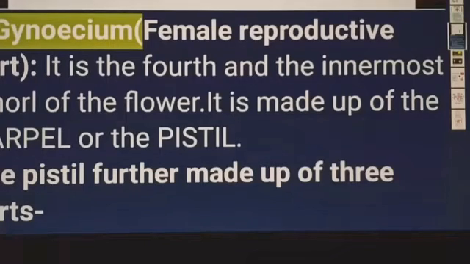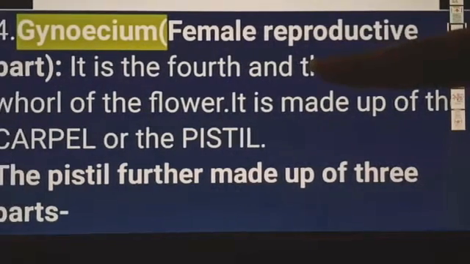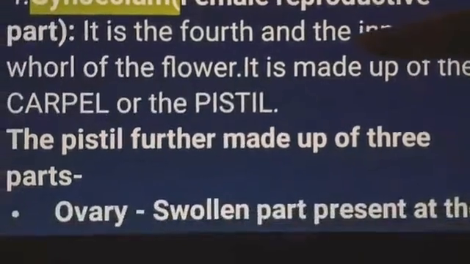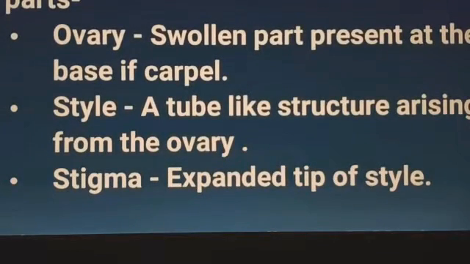Similarly, the gynoecium is the female reproductive part of the plant, and it is the fourth and the innermost whorl of a flower, and it is made up of carpel or the pistil. And we can also see that the pistil is further made up of three parts. You can see that they are the ovary, style and stigma.